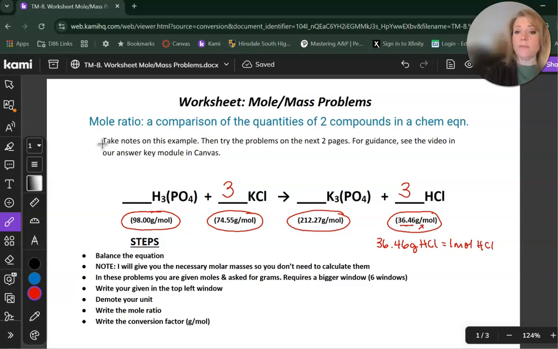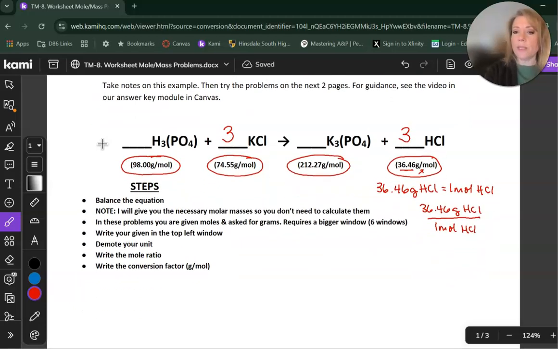Or we can even write it kind of like a fraction, like one on top of the other. So we could have 36.46 grams of HCl over 1 mole of HCl. Or we can even write it the opposite way: 1 mole of HCl over 36.46 grams of HCl. So all of these are going to mean the same thing.